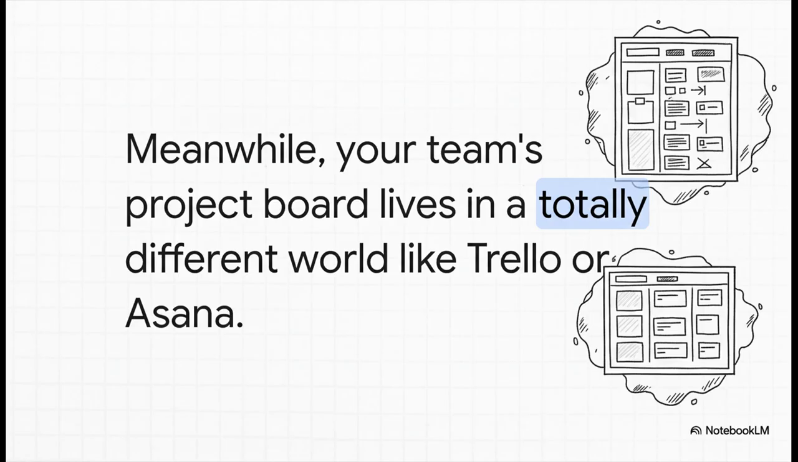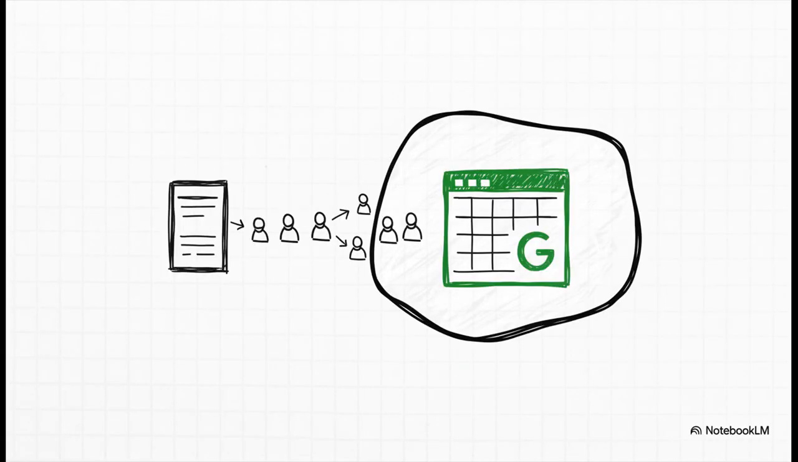Then you've got your team's project board. That's in a completely different system, like Trello or Asana. All your tasks, all your deadlines, your progress updates, they're living in their own little separate world. And of course, your brand new sales leads, they're probably trickling in from a Google Sheet or maybe a form on your website. Every single piece of your business is in its own separate digital room.